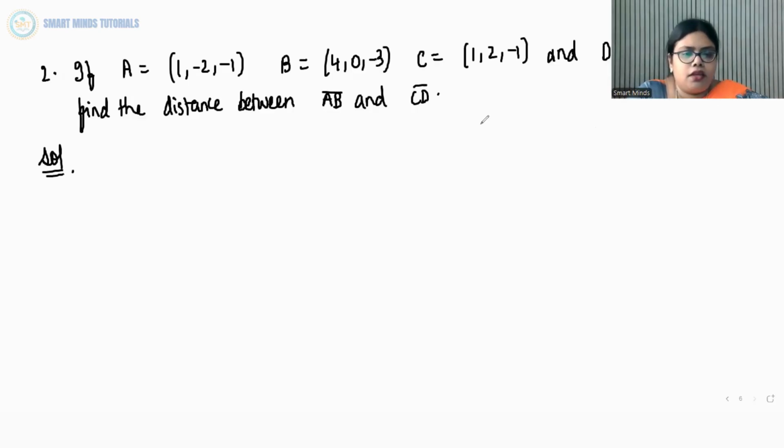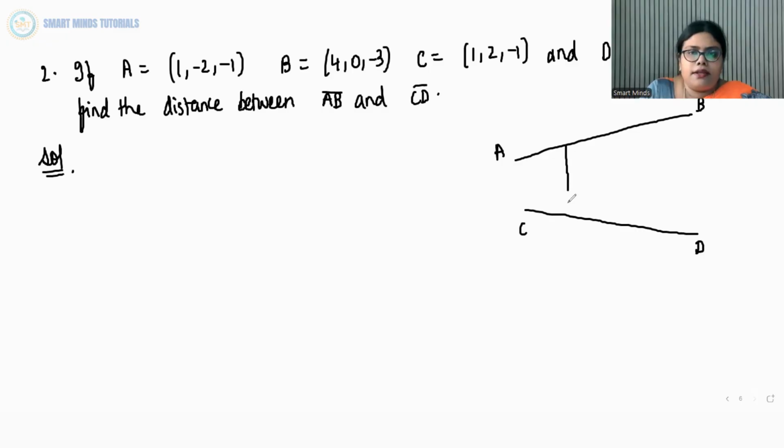Now let us take the second question. This question is also very, very important. If A is equal to (1, minus 2, minus 1), B is equal to (4, 0, minus 3), C is equal to (1, 2, minus 1), D is equal to (2, minus 4, minus 5), then find the distance between AB and CD. Here also again the same figure we will draw. This is A, B, C, D. Let us find the distance between AB and CD. Now we name this as P and Q.